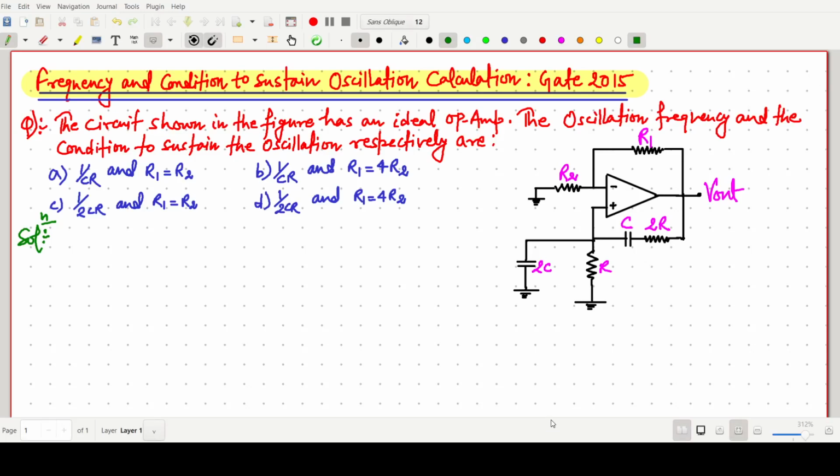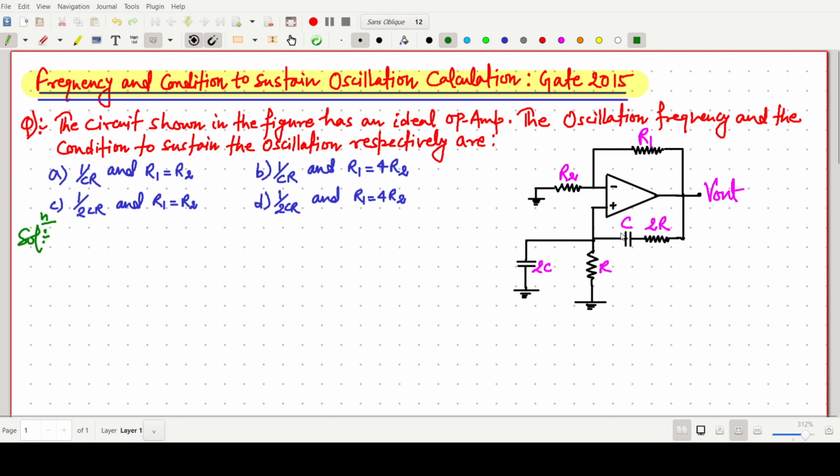Welcome everyone. In this video lecture, we will solve a GATE 2015 question in which we have to find the frequency and condition of oscillation in an op-amp based circuit. The question is, the circuit shown in the figure has an ideal op-amp. We have to find the oscillation frequency and the condition to sustain the oscillation, and these are the options.